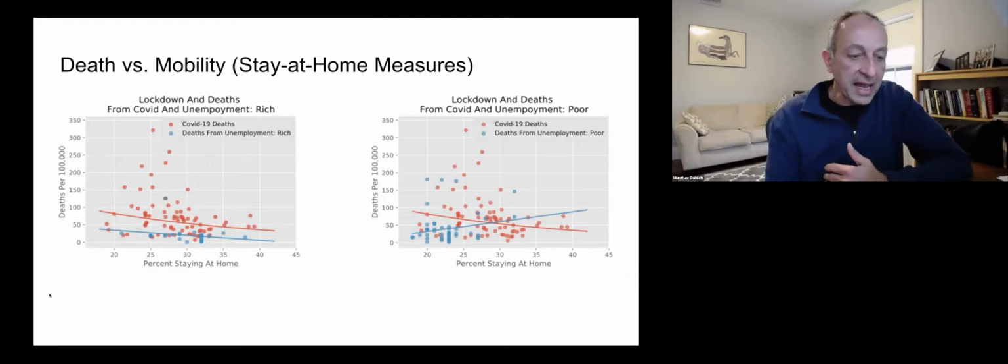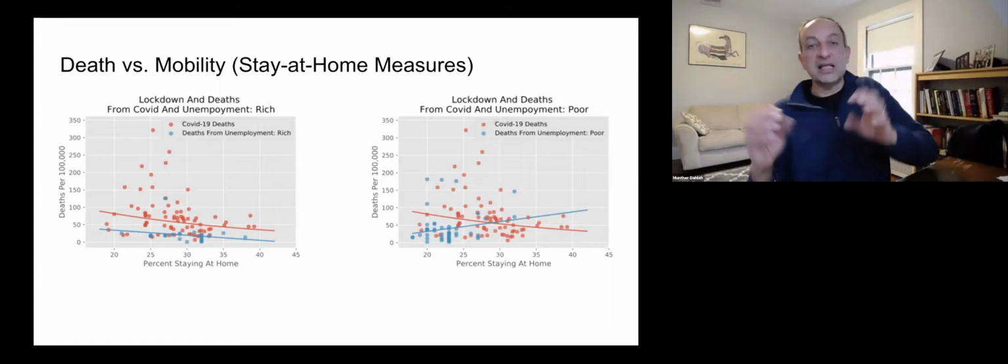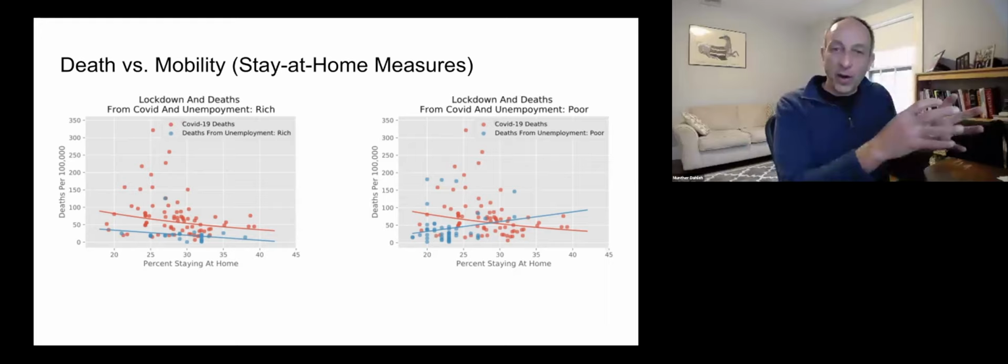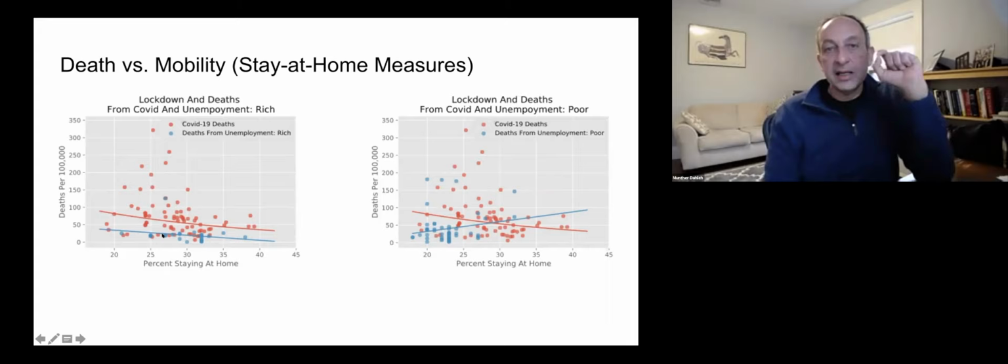But in any case, when you look at this curve, it's fairly interesting that you see a systematic drop in the deaths per 100,000 people as the percentage of people staying home increases. So this was consistent with the lockdown policy. As people stay home, less transmission of the disease, less people getting infected, less people dying. That works really well. The blue curve indicates projected deaths by unemployment.